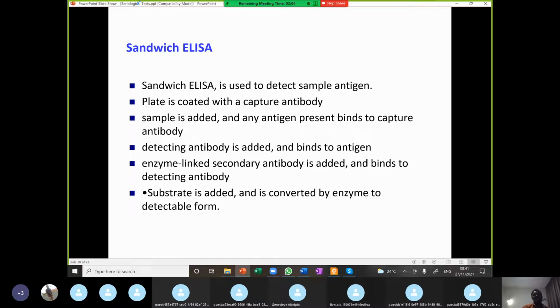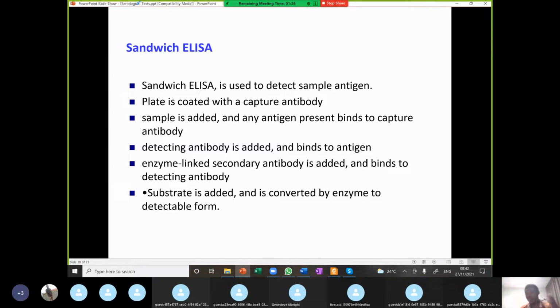The principle of sandwich ELISA is almost the same as the principle of indirect ELISA, but it specifically measures antigens. It is used to detect antigens in a sample. So in this case, the plates are coated with what? Capture antibodies. The plates are coated with capture antibodies. The sample is then added to the capture antibodies.